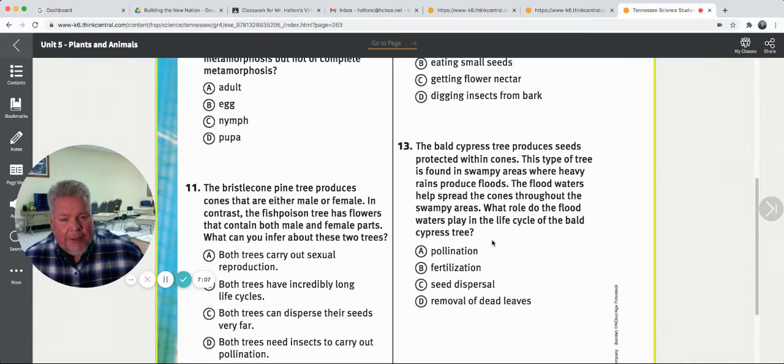So now we talked about how water can cause pollination, but we're not moving pollen, are we? We're moving seeds. So fertilization, no. Seed dispersal, that's going to be it. Dispersal means moving seeds from place to place. So 13 is C, because those floodwaters take those cones away from the tree, and move them somewhere else. They disperse them to other places. There's seeds in the cones, so it's seed dispersal. C is number 13.